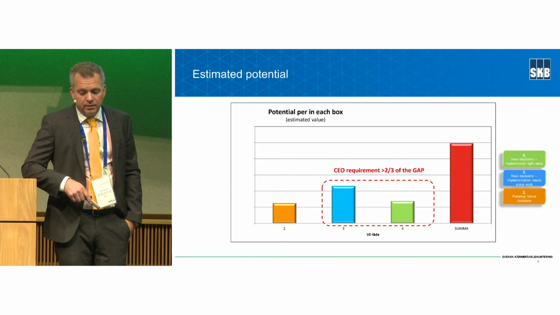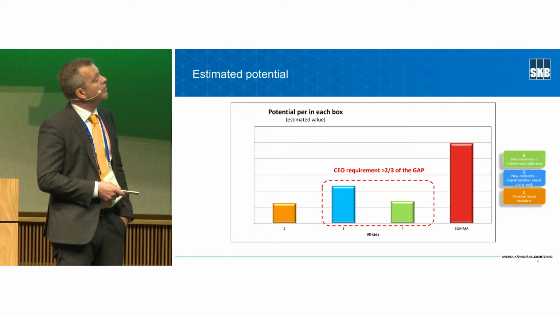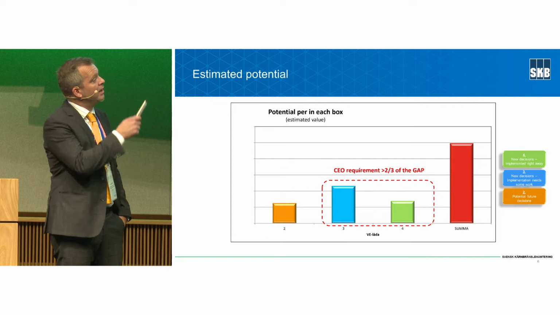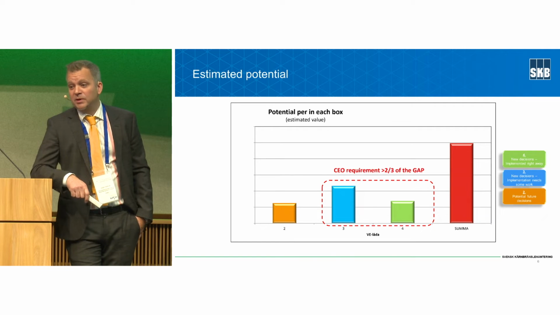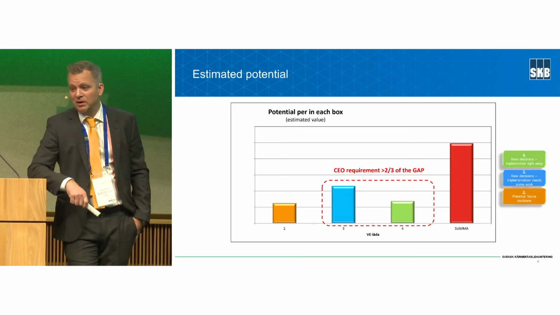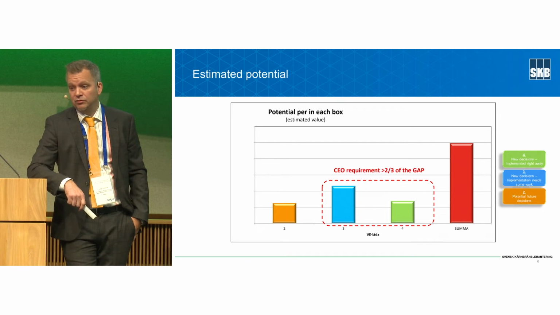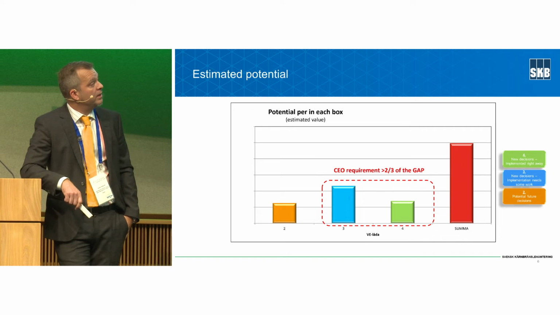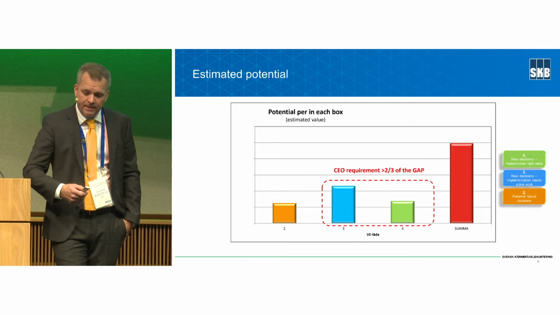So we ended up with this result. The CEO required that boxes 3 and 4 needed to be big enough to address 2/3 of the gap. Otherwise, we would have to go back and do it once again. But we did actually manage it with those workshops. We ended up so that we could address all the 2/3 of the gap by doing this.